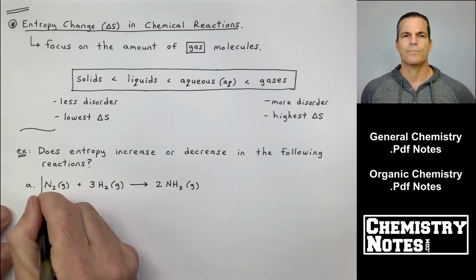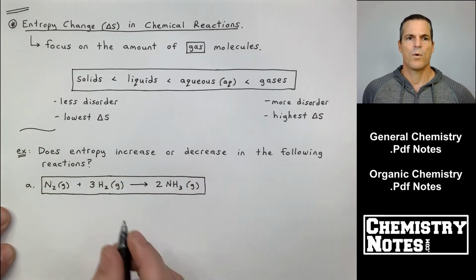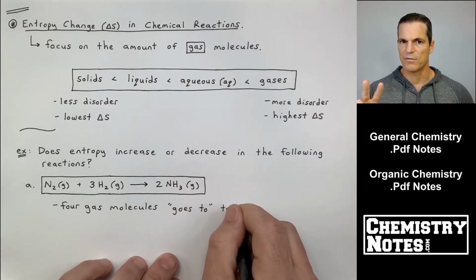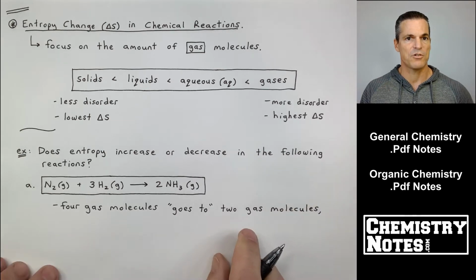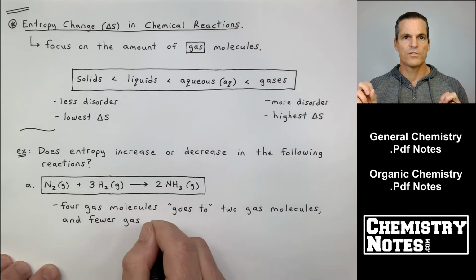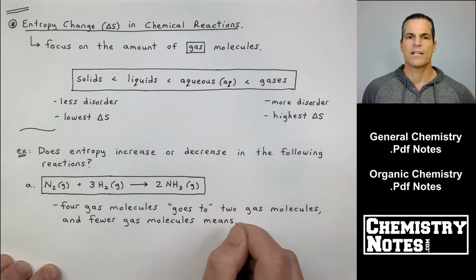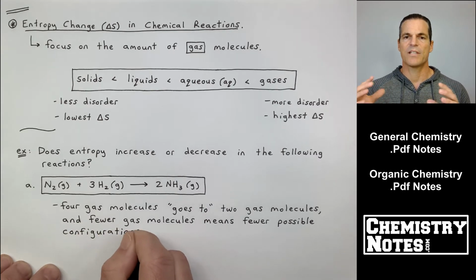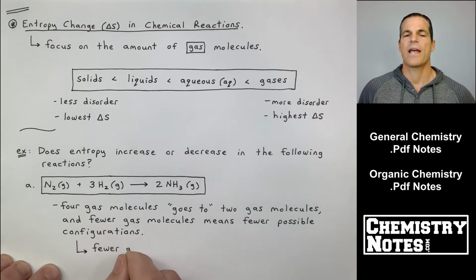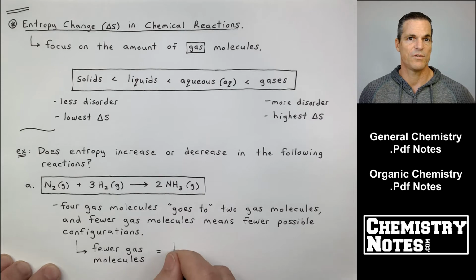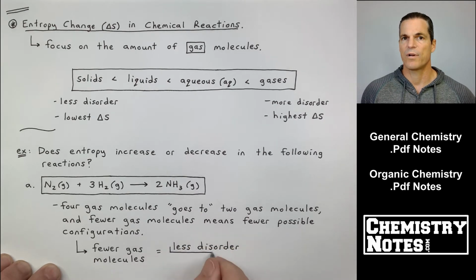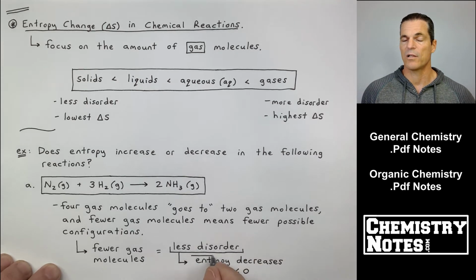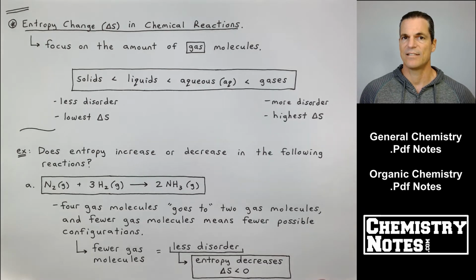Let's take a look at the example. Does entropy increase or decrease in the following reactions? In reaction A, I have 4 molecules of gas on the left and only 2 molecules of gas on the right. Remember, gases are responsible for the most entropy. So 4 gas molecules yields 2 gas molecules. Fewer gas molecules means fewer possible configurations. It's almost like it requires a smaller environment. So fewer gas molecules on the product side relative to the reactant side means that my disorder, or my entropy, is going to decrease. Because I'm going from 4 gas molecules down to only 2, we can say that delta S of this reaction is less than 0.